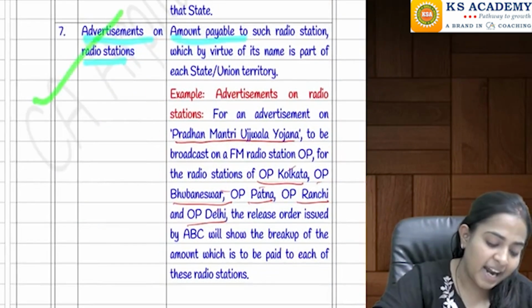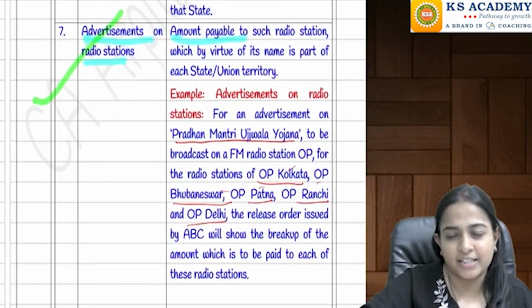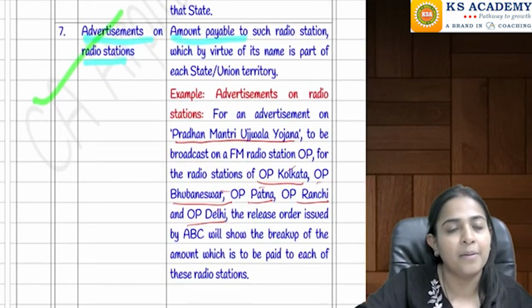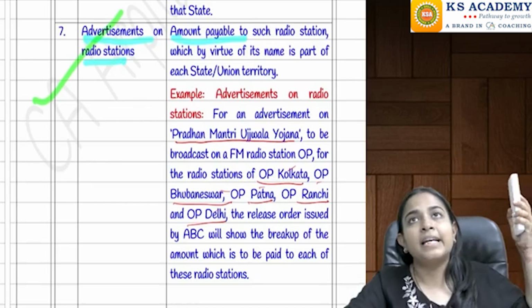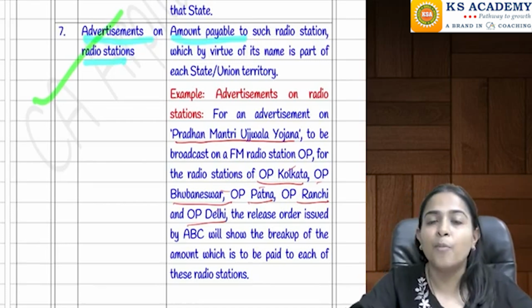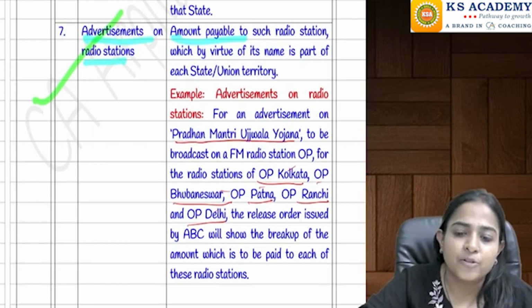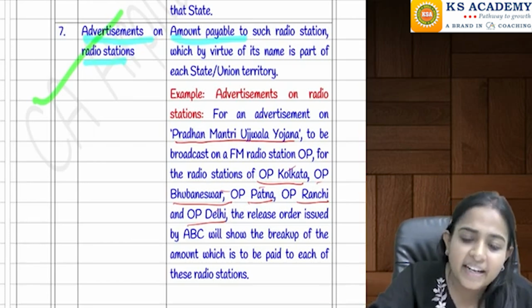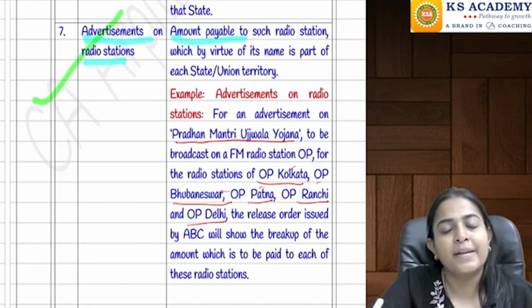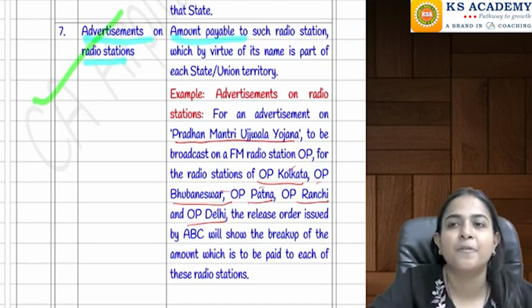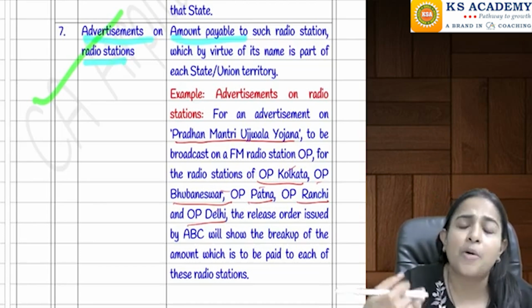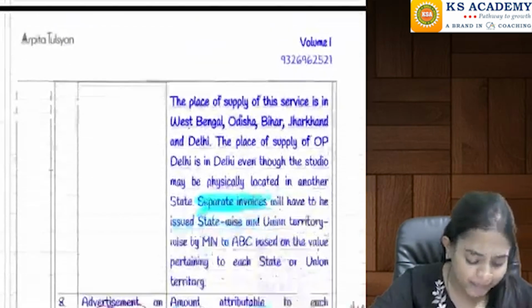Then if the advertisement is done on radio stations, it is easily bifurcable, because let's say if advertisement is done on Mumbai's radio station and Ahmedabad's radio station, so that will be easily determinable. So that goes on the basis of amount payable, that is how much amount is payable to Mumbai FM and how much amount is payable to Ahmedabad FM.